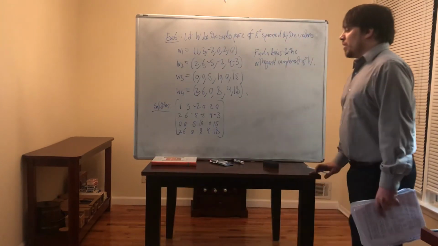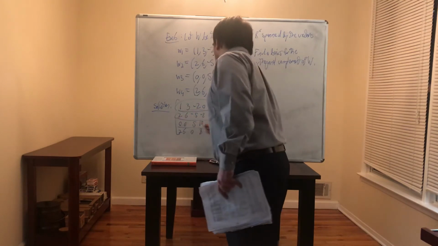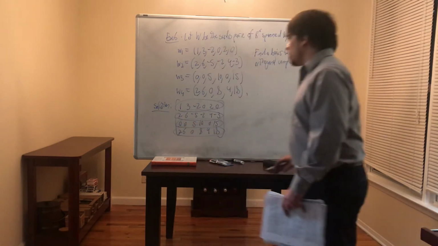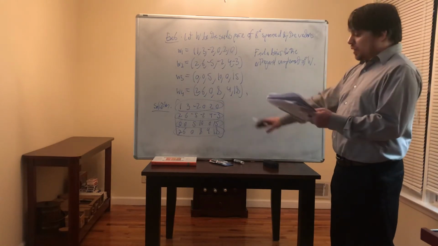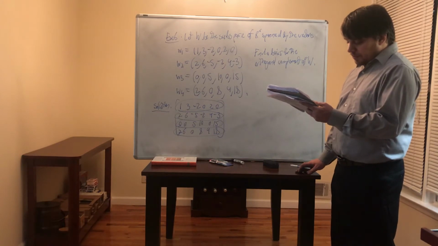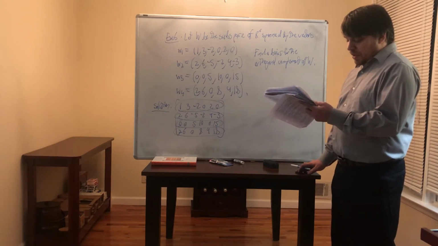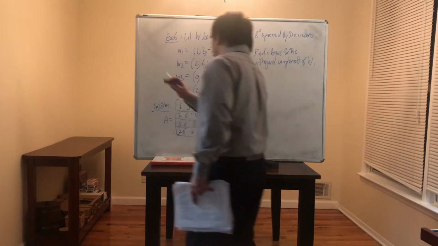So now the rows of that matrix, right? This is the first row, that's W1. The second row is W2. The third row is W3, and the fourth row is W4. Those are the 4 vectors there, right? W1, W2, W3, W4. So you take that and just find the null space of this matrix A. So here's A, and find the null space.